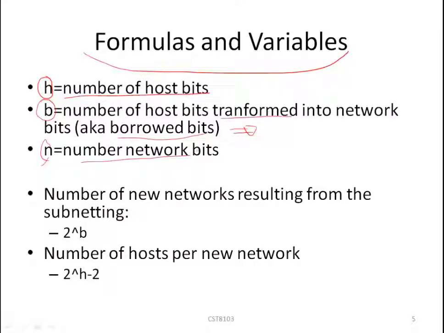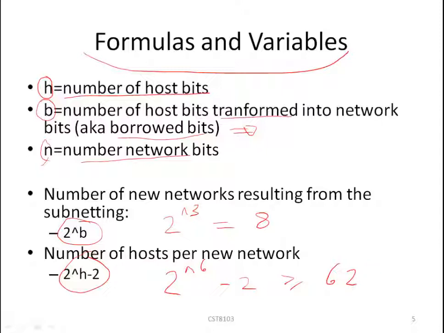So taking these variables, you plug them into these formulas. For the number of new networks resulting from the subnetting, if you've borrowed 3 bits, then 2 to the 3 is equal to 8 new networks. And let's say you have 6 host bits, that is 2 to the 6, then each network will be able to accommodate 62 hosts per new network.